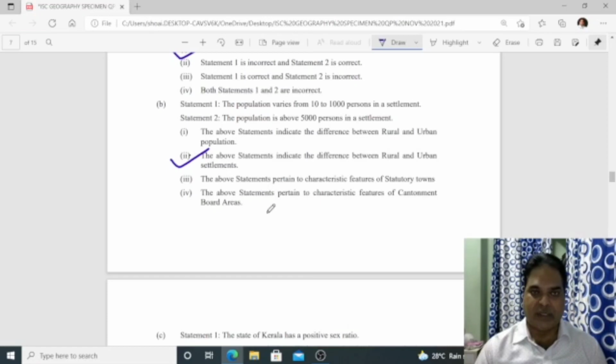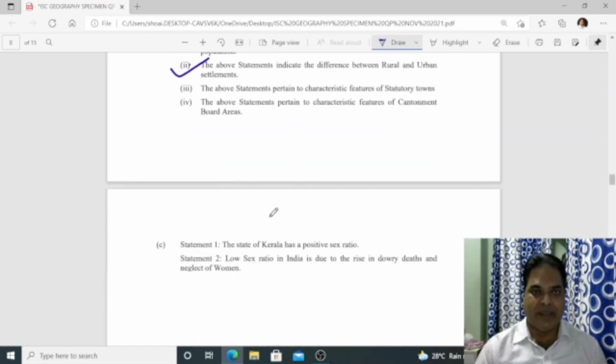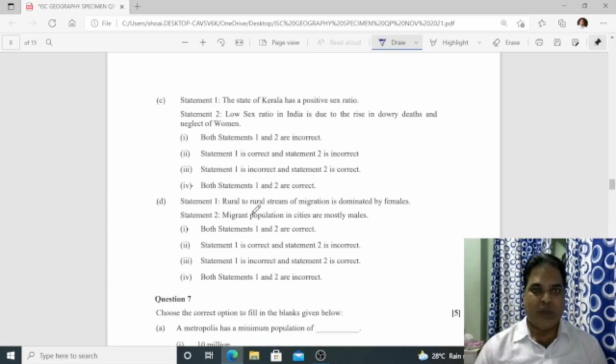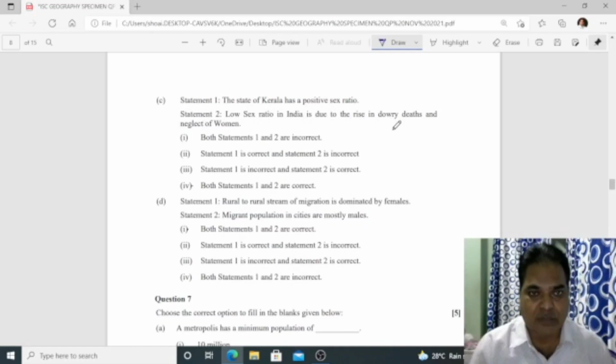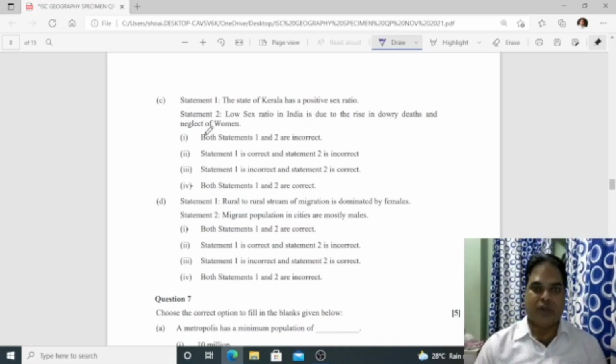Number 2 is the correct one. Okay, B. Number C, statement 1, the state of Kerala has a positive sex ratio. Number 2, low sex ratio in India is due to rise in dowry deaths and neglect of women. Okay, so both the statements are correct. Okay, number 4 is the correct option.